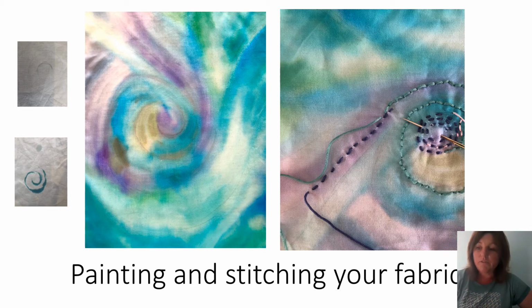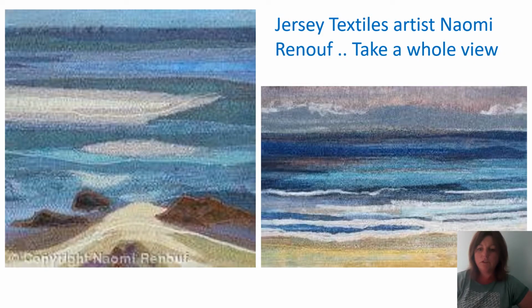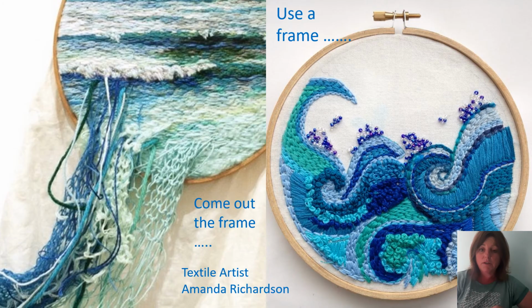So we could have a look at another couple of artists. This is local artist Naomi Renif, who instead of just focusing on one wave or just a small area, likes to take a whole view, and using the beautiful coast that we have as her inspiration, she will start to paint areas of colour and then add fine lines of stitch over the top. So she gets these beautiful seascapes that go from the foreground all the way to the background and give you this wonderful long view. So that's another idea for a way that you could take a textile piece.